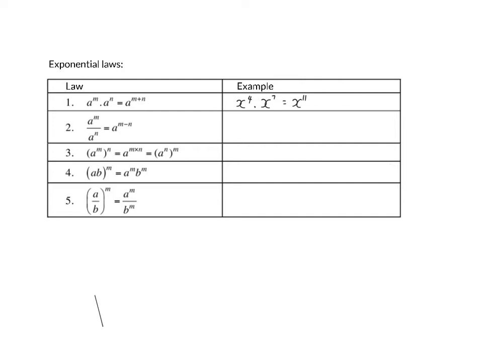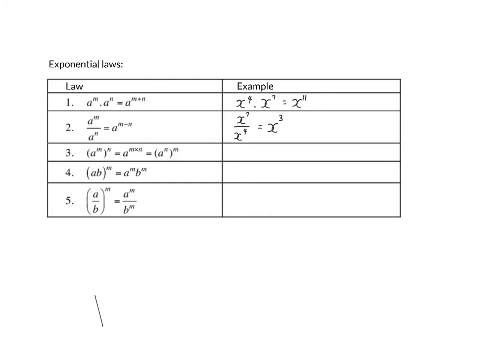When you divide with the same base, you simply subtract the exponents. So if we now have x to the power of 7 divided by x to the power of 4, we subtract the exponents and we end up with x to the power of 3.